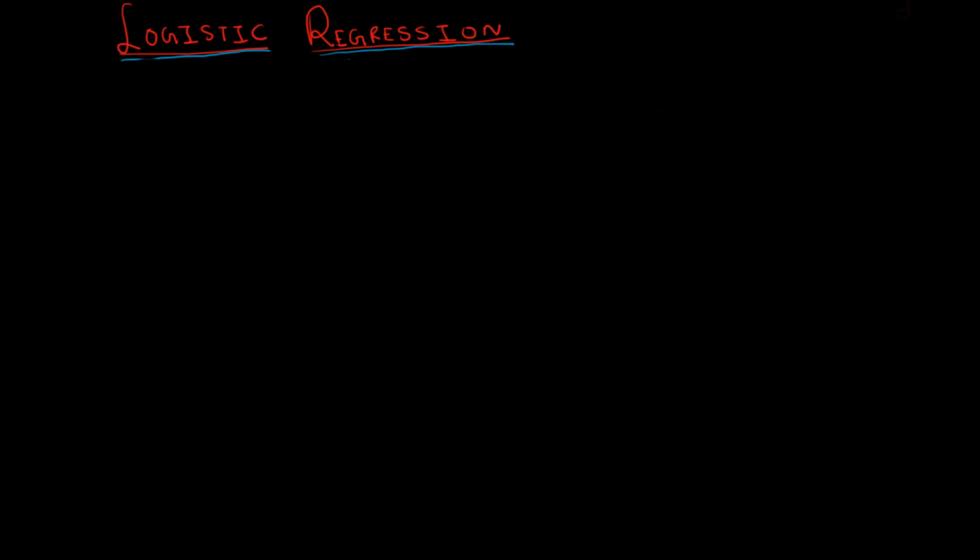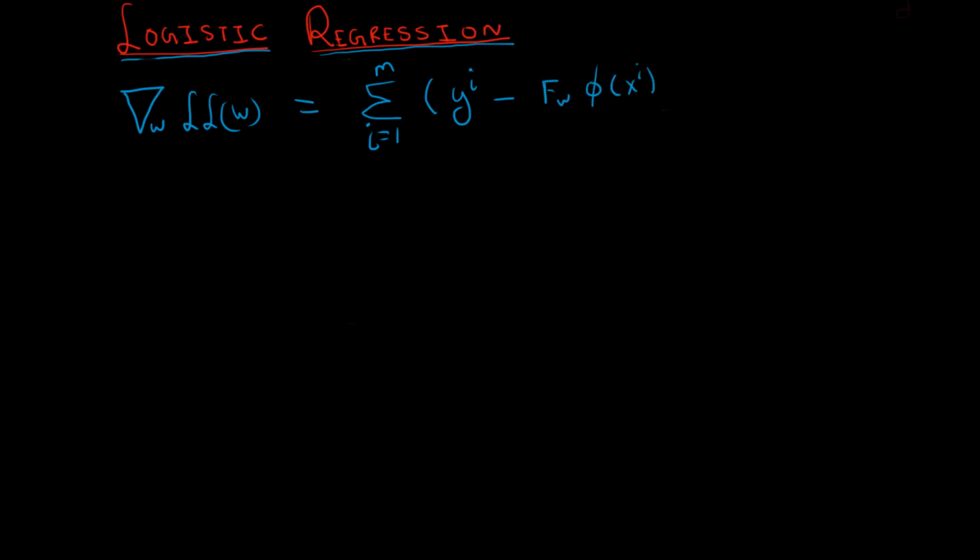As we have seen in the previous lecture, we computed the gradient of the log likelihood function with respect to the parameter w, which is the sum over i equal to 1 to m of (yi minus f_w of phi of xi) times phi of xi, where f_w of phi of xi is just a logistic function.